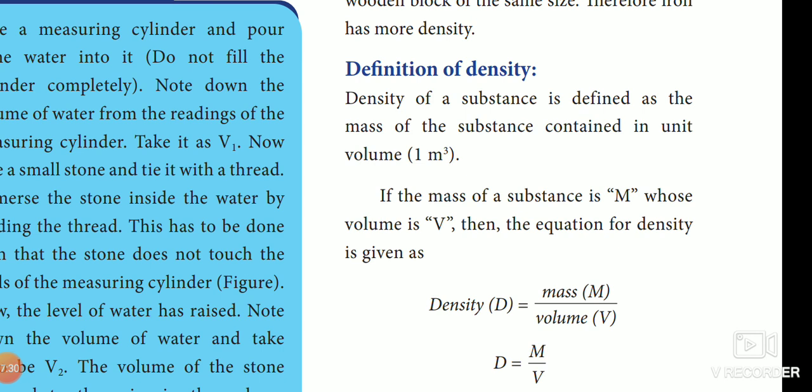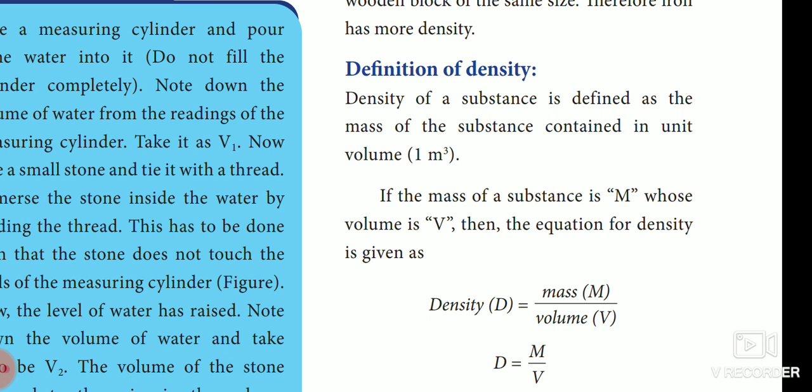Now look at this definition of density. The density of a substance is defined as the mass of the substance contained in unit volume, that is 1 meter cube. The density of a substance is the mass it has in unit volume.